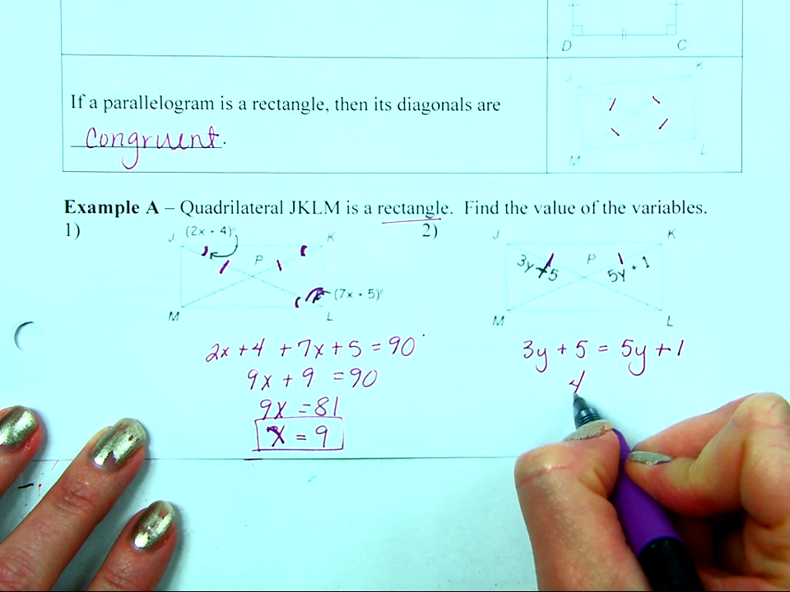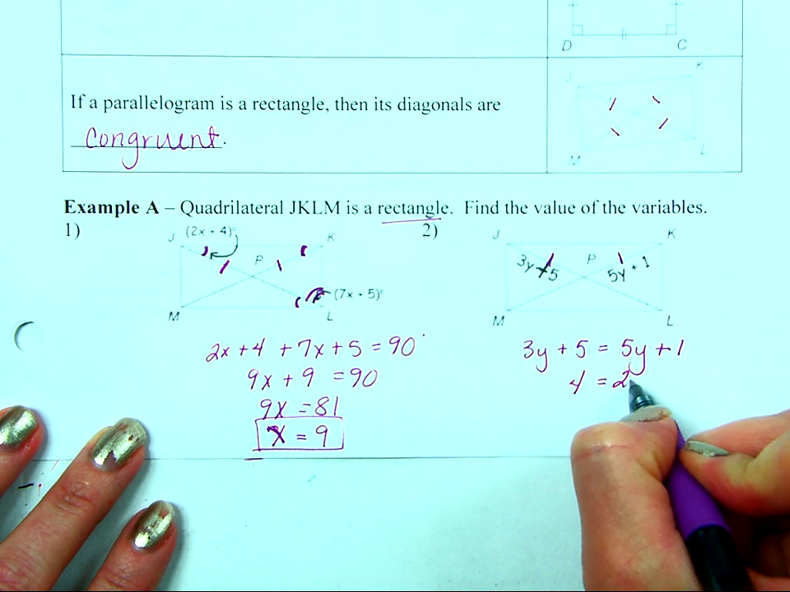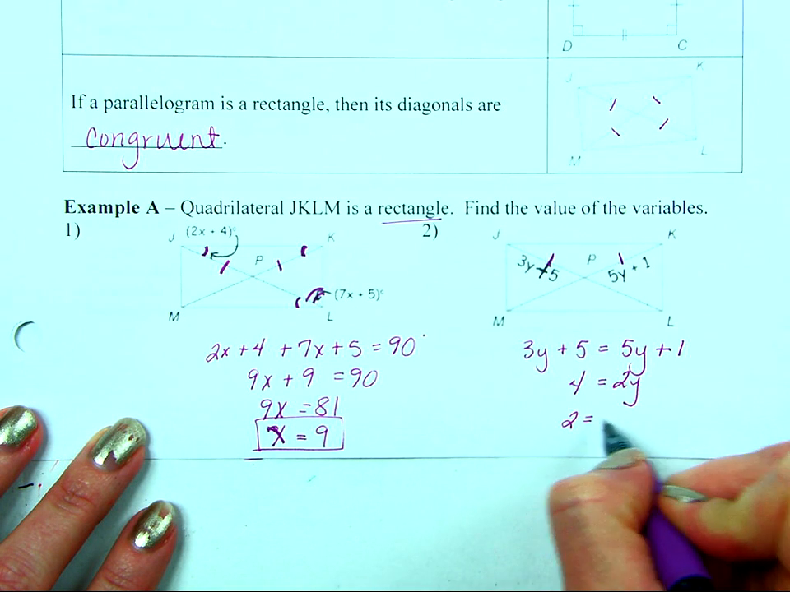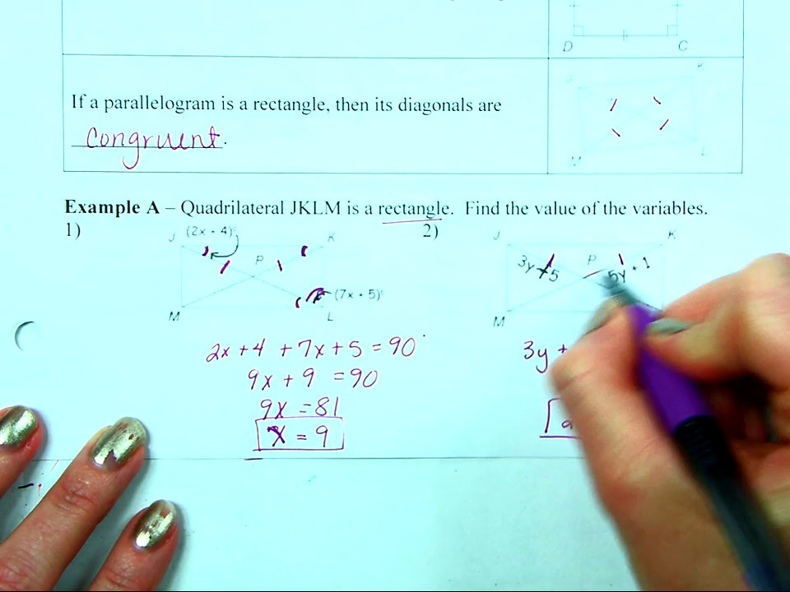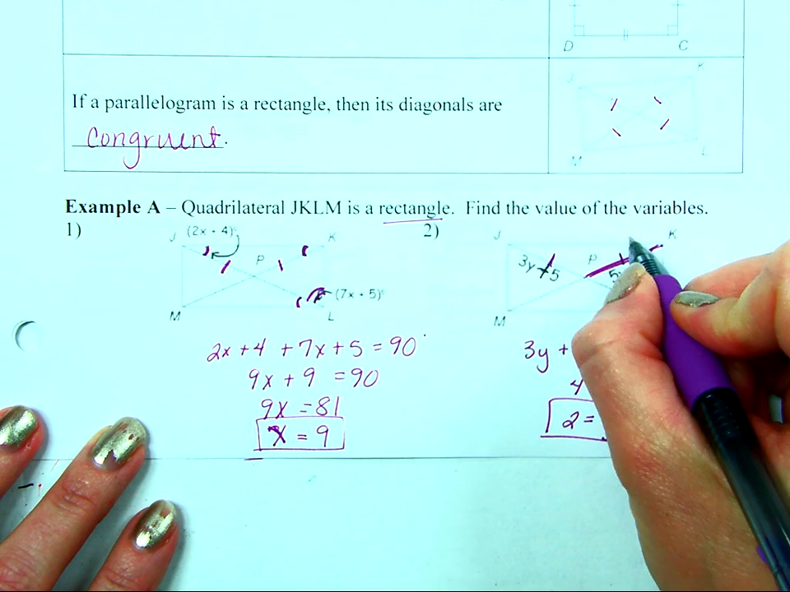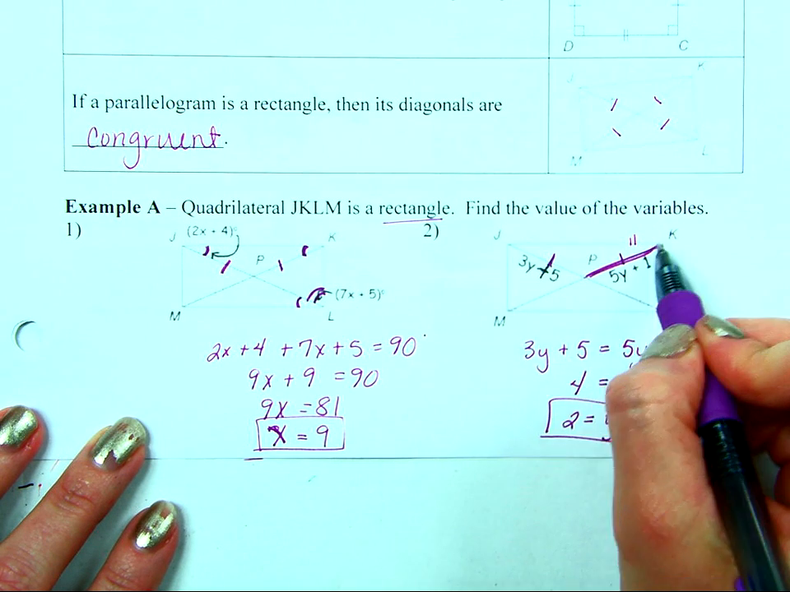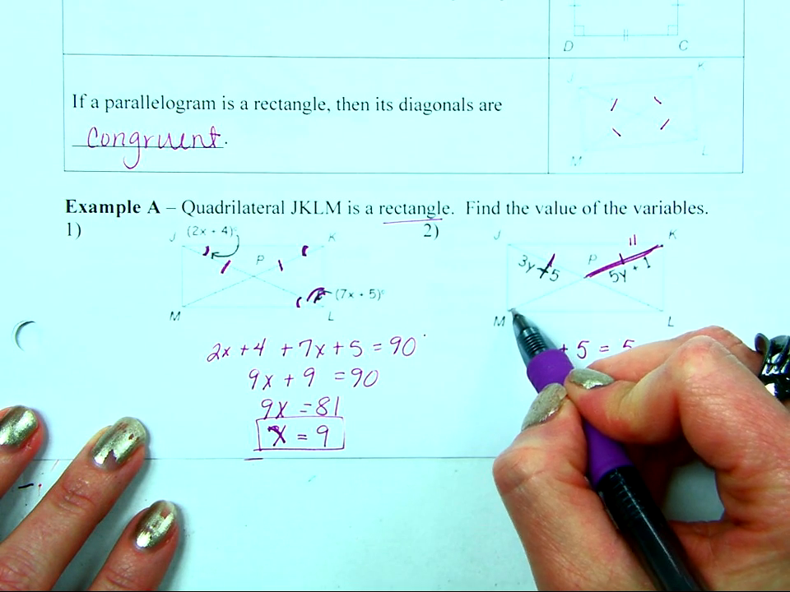Subtracting 1 from both sides, subtracting 3y from both sides, I end up finding that y is 2. If y is 2, that tells me this part of my diagonal is 11, which would mean the whole thing would have a length of 22.